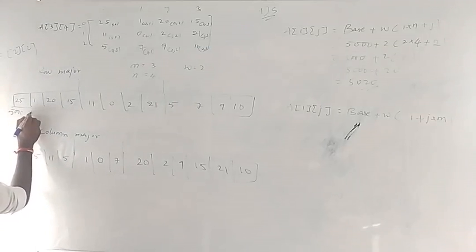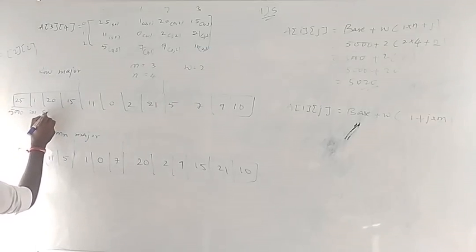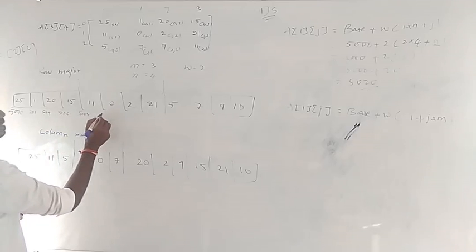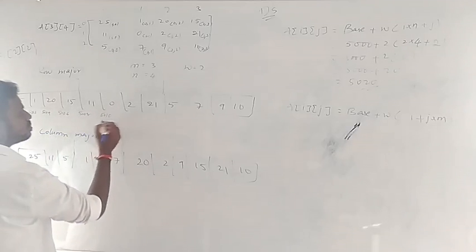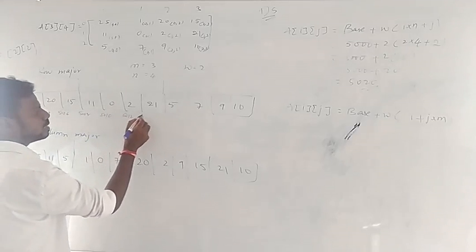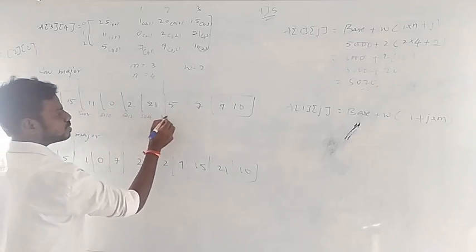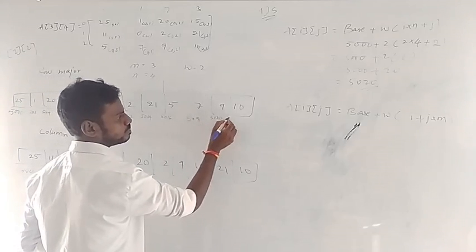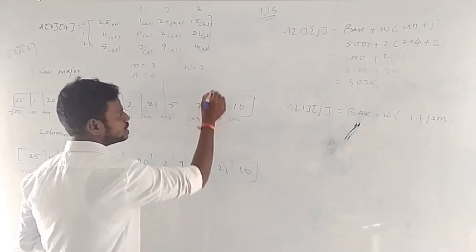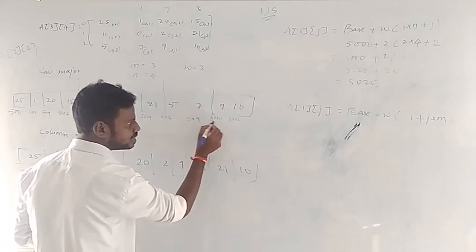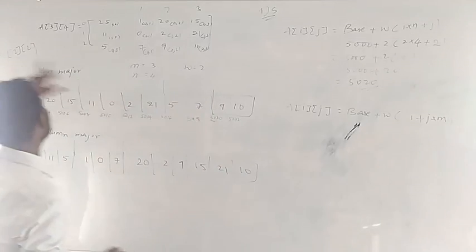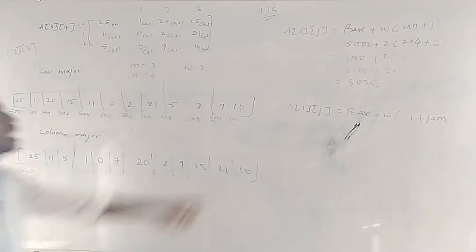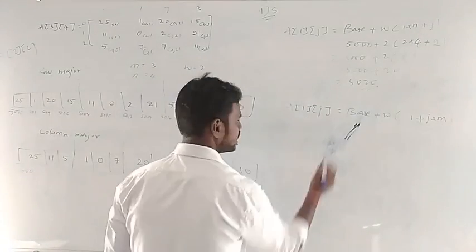Then the addresses will be 5002, 5004, 5006, 5008, 5010, 5012, 5014, 5016, 5018, and then 5020. This will become 5022. See, our address is correct. At 5020, I am finding the element A of 2, 2. A of 2, 2 is what? 9. At this particular address, I am finding my element. See, this is proved.